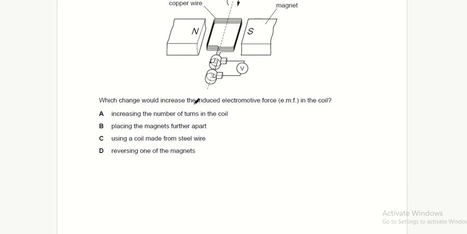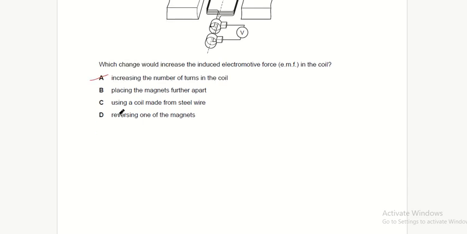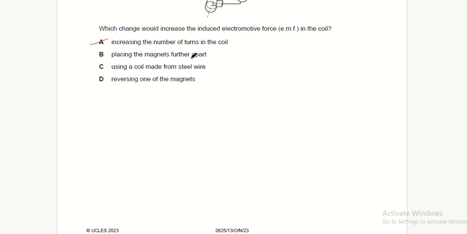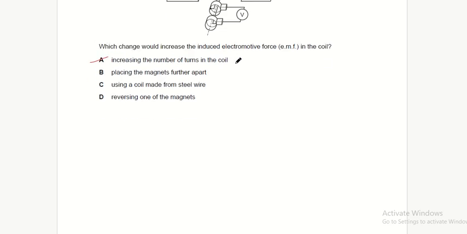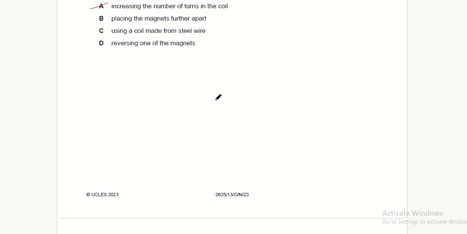How to increase EMF? By increasing the number of coils. Placing magnets farther apart will decrease the EMF because field strength decreases. Made from steel wire, it's not a perfect conductor, so it will resist the current, the induced current. Reversing the magnets will reverse the direction.